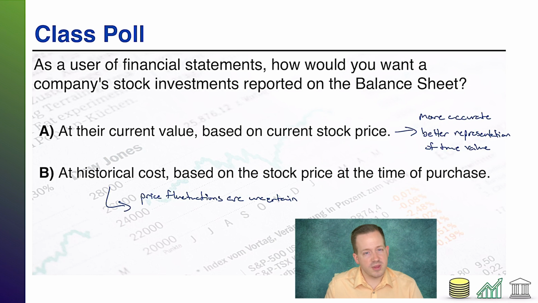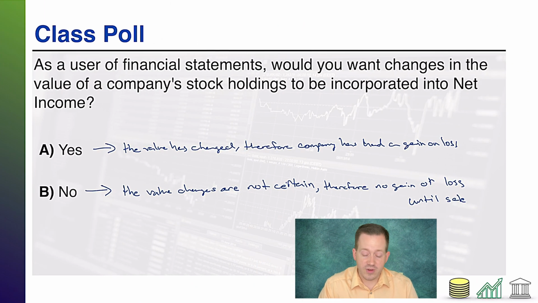If it goes down, credit the investment. But there's got to be an opposing debit or credit. And that opposing debit or credit is going to be a gain or a loss, which is going to hit the income statement. So if you choose A on the first poll, you are locking yourself into A on the second poll as well, whether you like it or not. And therein lies the problem here.